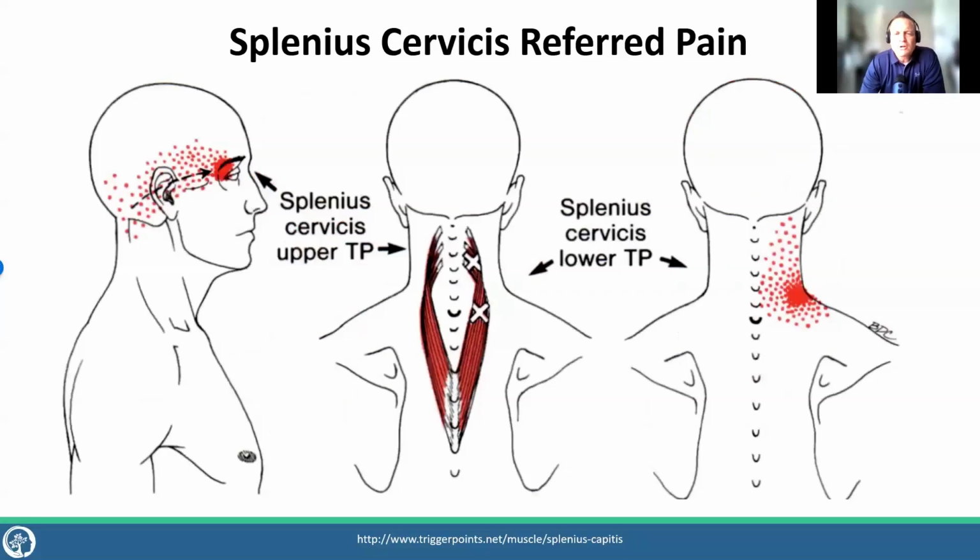There's a splenius cervicis muscle. So this is a little bit deeper than the capitis muscle. And you can see it attaches further down on the T-spine right here where my mouse is.